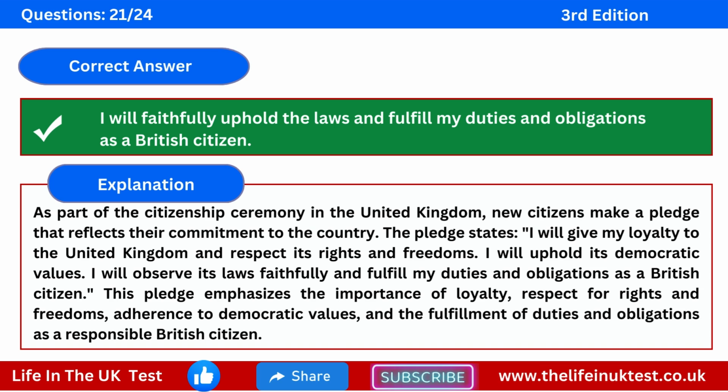As part of the citizenship ceremony in the United Kingdom, new citizens make a pledge that reflects their commitment to the country. I will give my loyalty to the United Kingdom and respect its rights and freedoms. I will uphold its democratic values. I will observe its laws faithfully and fulfil my duties and obligations as a British citizen. This pledge emphasises the importance of loyalty, respect for rights and freedoms, adherence to democratic values, and the fulfilment of duties and obligations as a responsible British citizen.